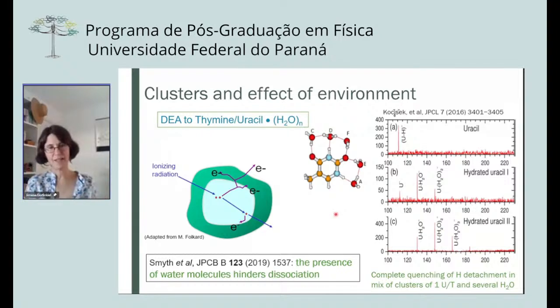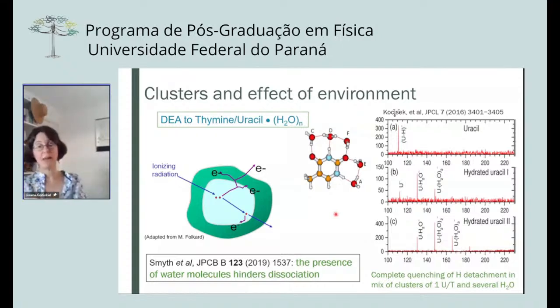But the reality is that if you want to see how electrons interact with molecules in the cell, the electrons are not isolated, are not in the gas phase in the cell. They're surrounded by other molecules, in particular by water. So one of the questions that people started asking themselves is, okay, how does this environment, the presence of these other molecules, affect the collision? And particularly, how does the presence of water do this?